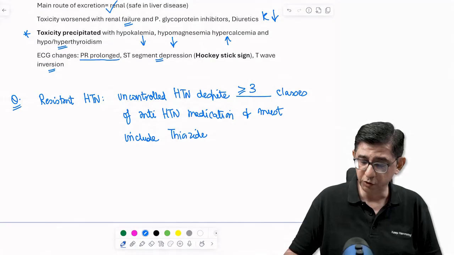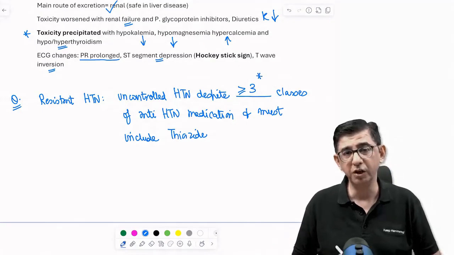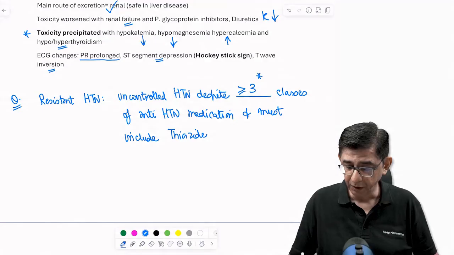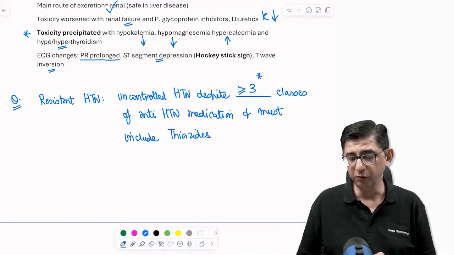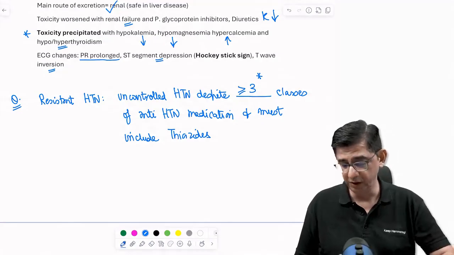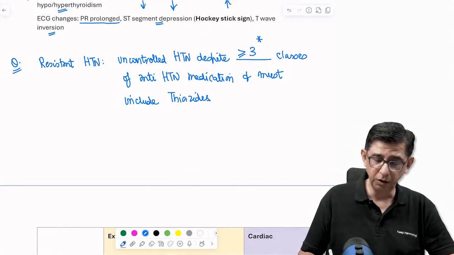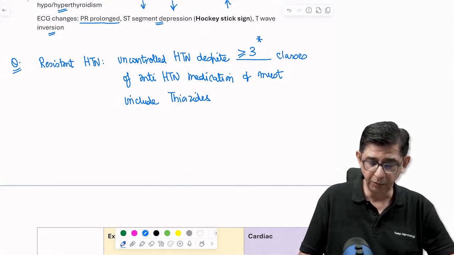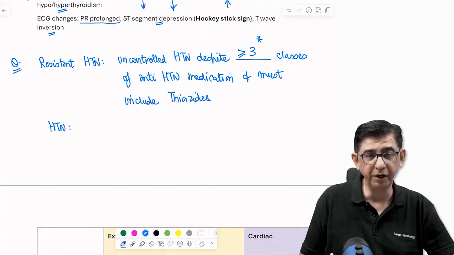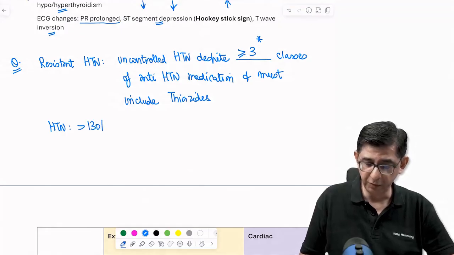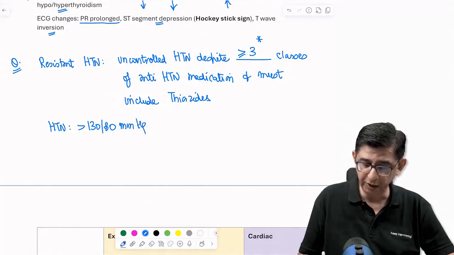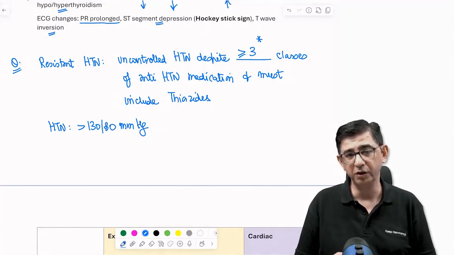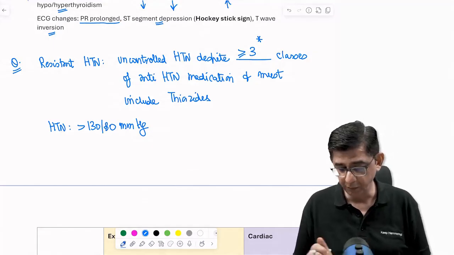And the definition is 3 classes of antihypertensive drugs, which must include thiazides as well. Thiazides affect the lipid profile, agreed, but we have to give a course of thiazides before we say a person is having resistant hypertension. The cutoff for hypertension, you anyway know, is not 140/90 now. The revised guidelines say it is blood pressure more than 130/80. Obviously, a single reading will not be sufficient. You need multiple readings at different points of time before you say that the person is having hypertension.